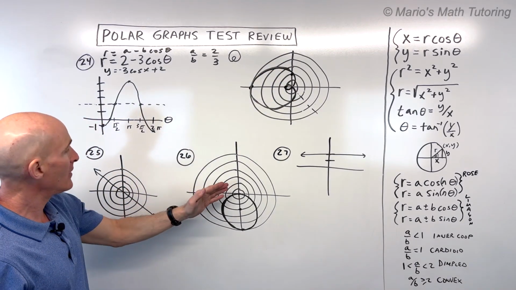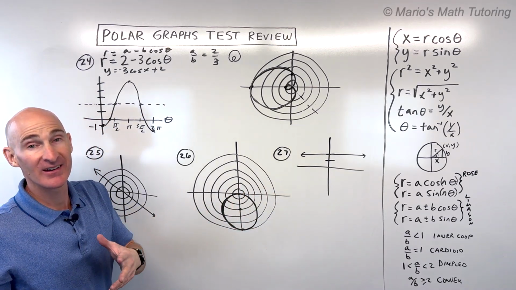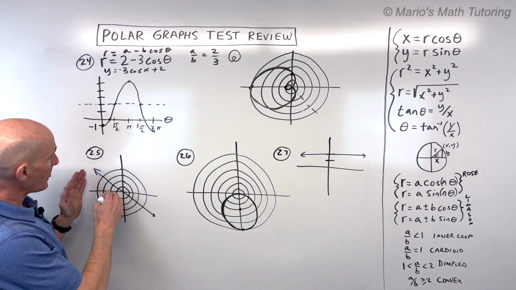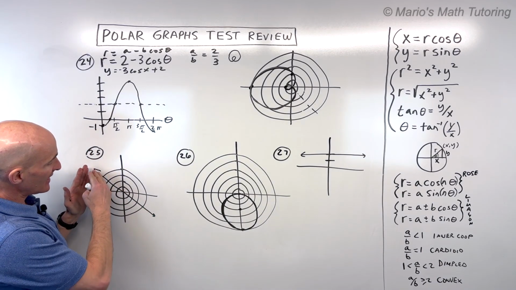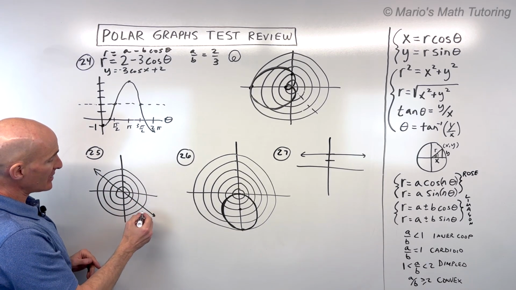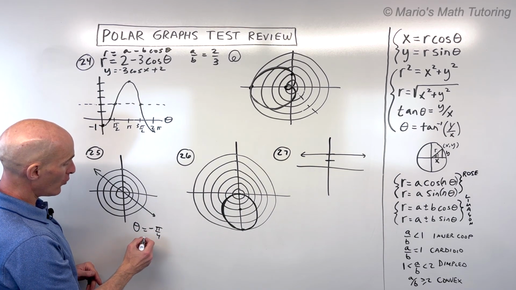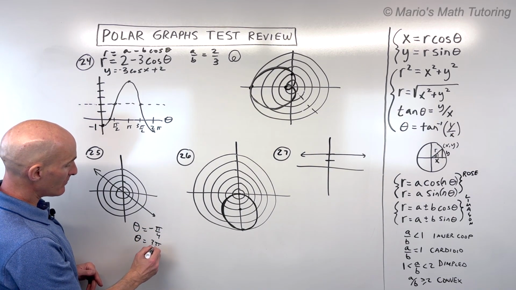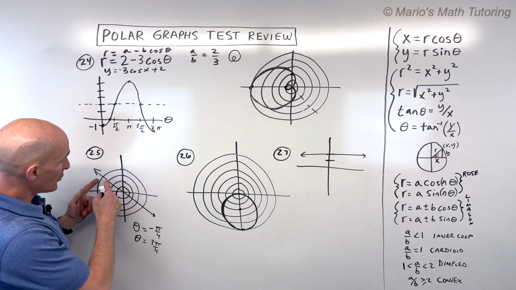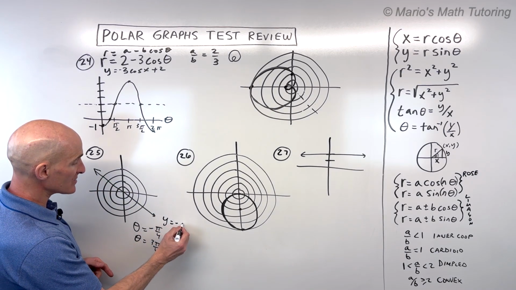Okay, for the next 3 graphs, they gave us the graph, but we want to write the equation, both in rectangular form and polar form. So a little bit of a challenge here. Now, this one, you can see that this is like a 45-degree line here. So I could say that this line here is the line theta equals negative pi over 4, or I could say theta equals 3 pi over 4. That's a couple options for the polar form. Rectangular, I can see that this has a slope of negative 1. So I could say that this is y equals negative 1x.